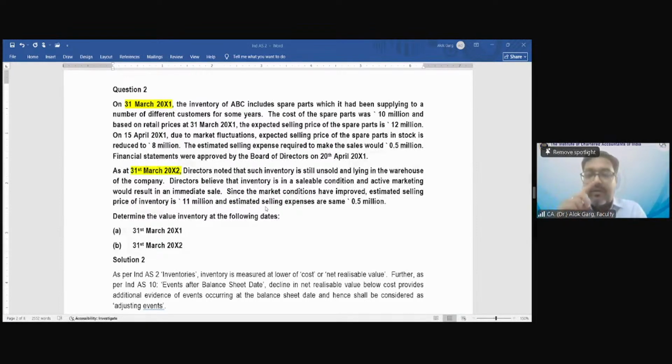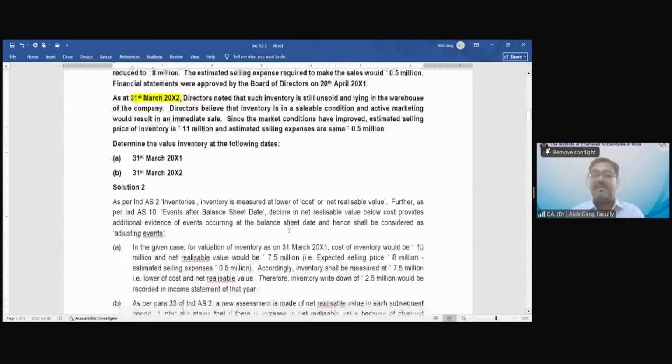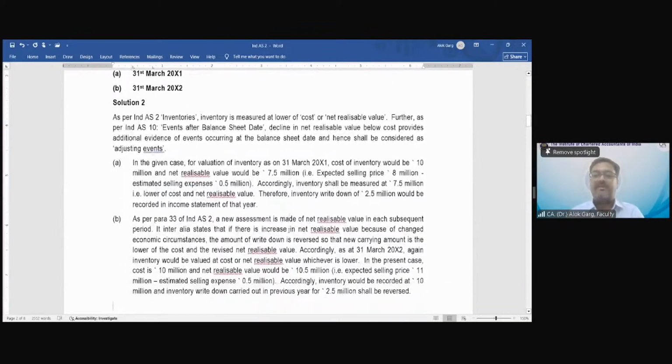So I will reverse the impairment loss on this inventory by how much amount? 2.5 or 3? 2.5. So in 2002, 2.5 million, there is an impairment loss reversal.